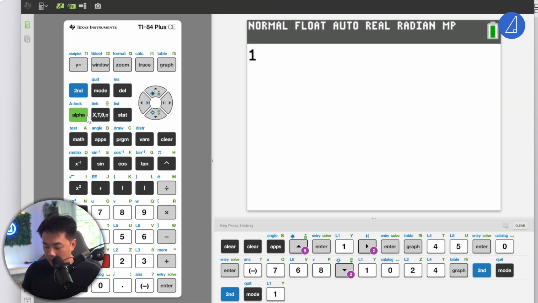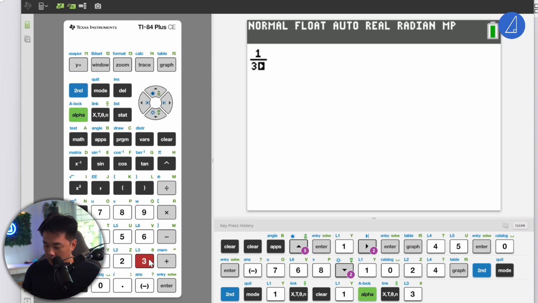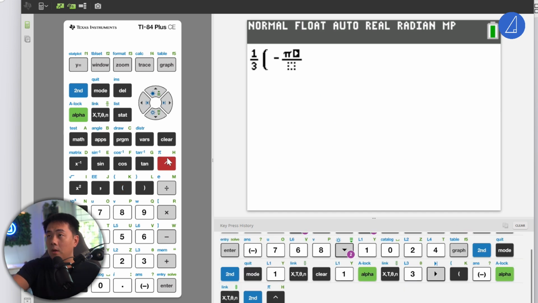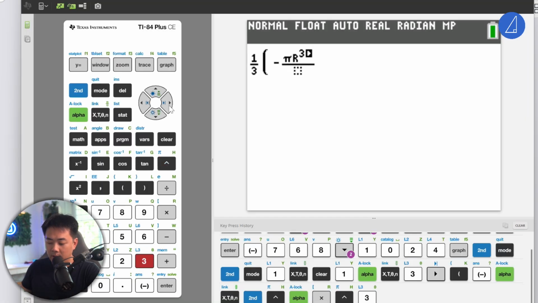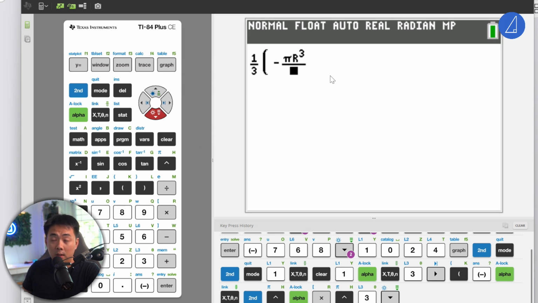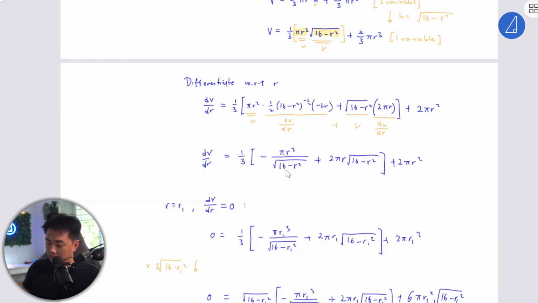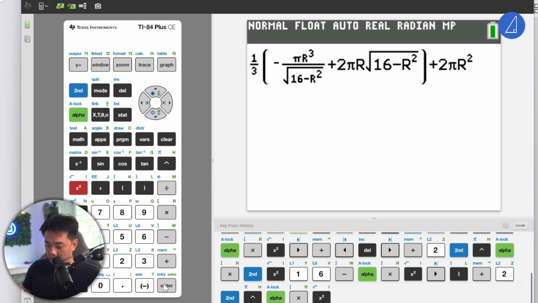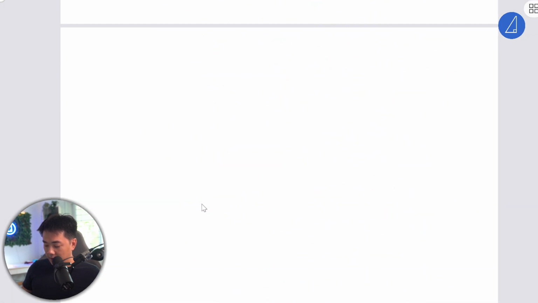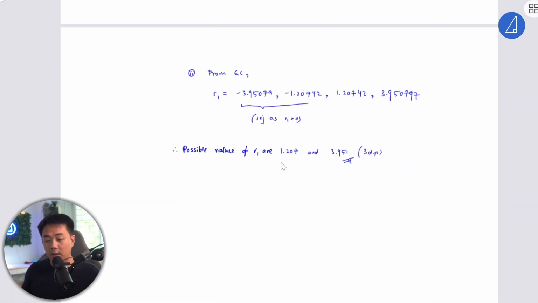So for example, 1/3, right? So 1/3. Then I just bracket this entire thing. This will be minus pi. Okay, then r cube. Just put in r cube here. Okay, then later I'm going to store the value in. I'm going to just evaluate the expression here. So once you key in, this is my expression here. Just check whether you key in properly. So this is my dV/dr. Okay, now I can store the value of r in, which is this guy, right?